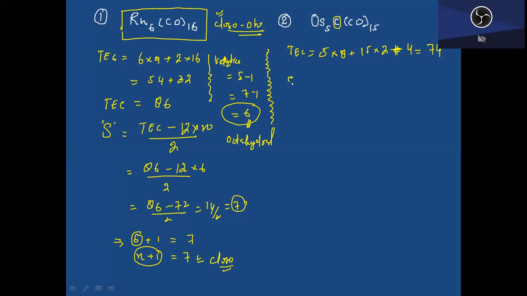Then we have to determine the skeletal electron pairs, which is equal to (TEC minus 12n) divided by 2. So TEC is 74 minus 12n.